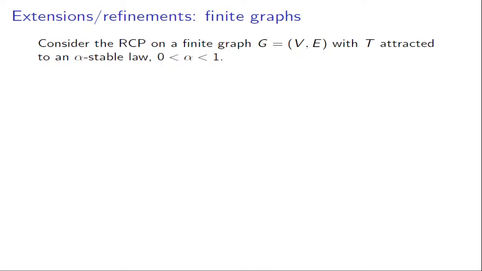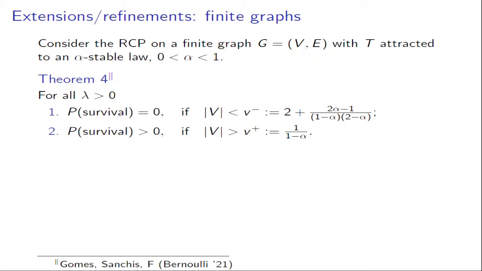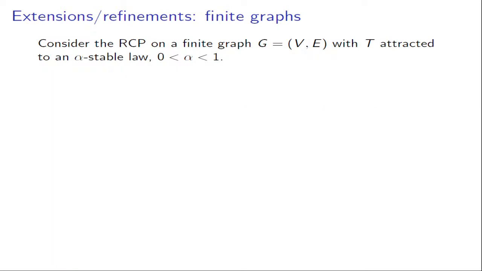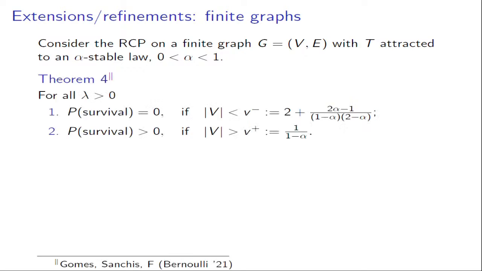The other one, just briefly, is about finite graphs. In the same situation as before, with attraction to a stable law, but the graph is finite, you can have survival. Generally, in the usual model, you don't have survival for finite graphs, but with these heavy tails, you can. But there's actually a transition. Let me be very brief about this, because I didn't say anything about the other situation where you don't have survival for every lambda.